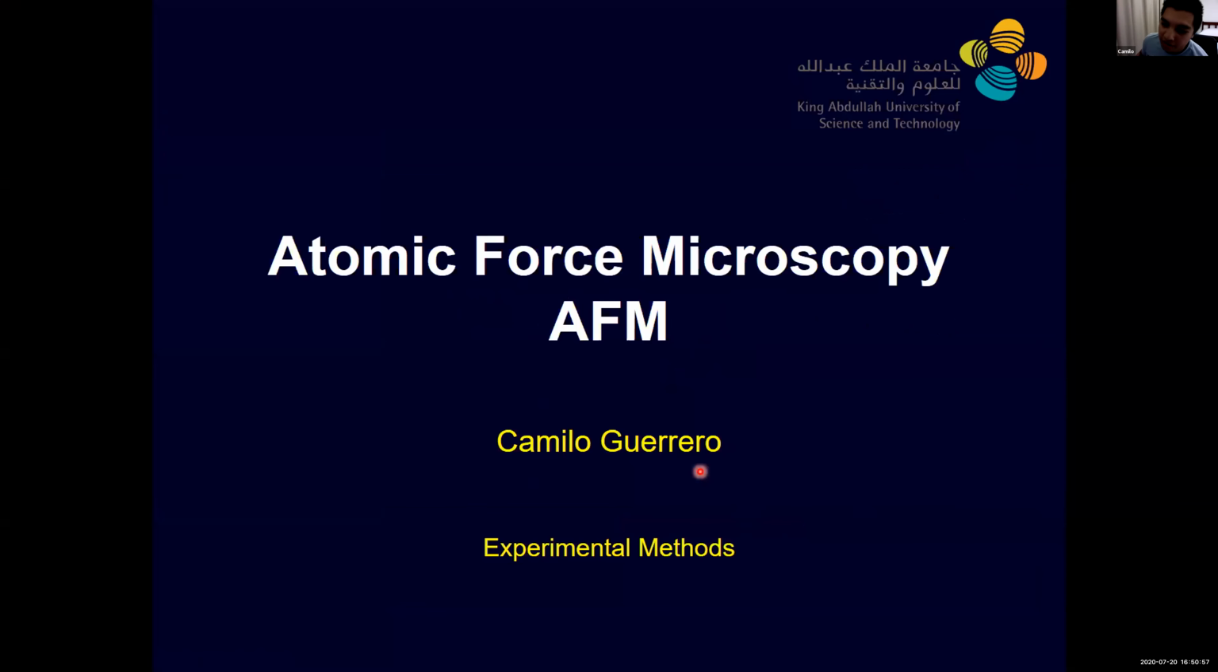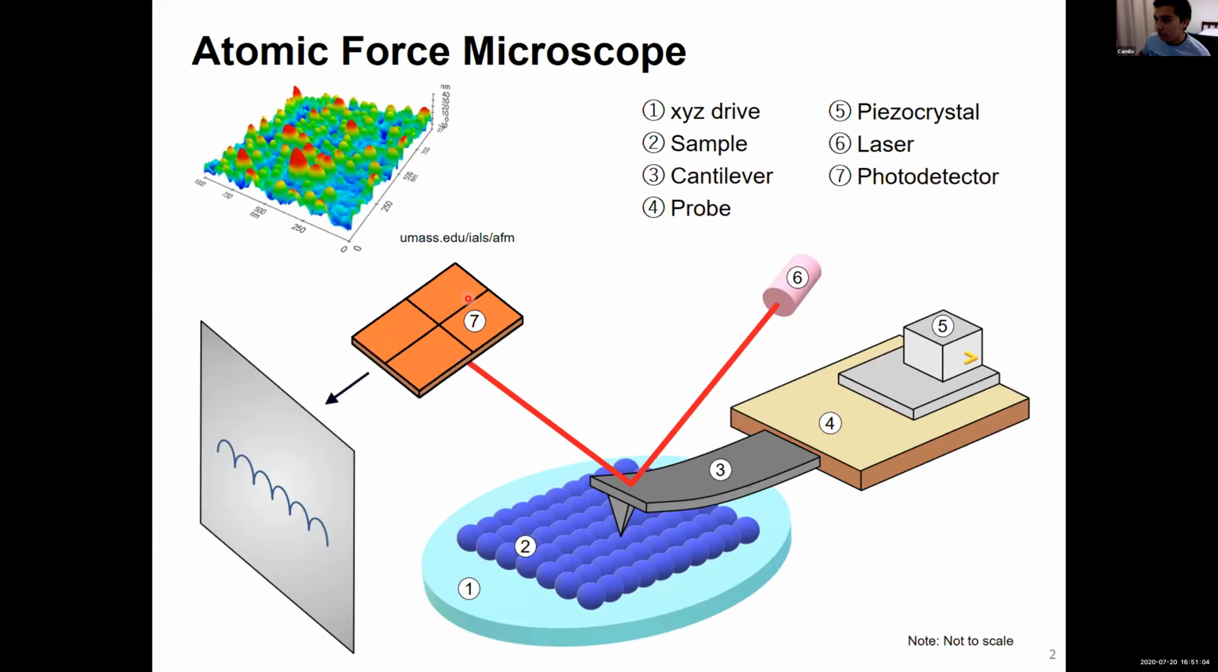Good afternoon, everyone. My name is Camilo Guerrero, and today I will talk about the atomic force microscopy, AFM. So the atomic force microscopy is a device. It's basically a high-resolution microscope, which helps us to get the force between two surfaces and also high-resolution images of a surface. So it was invented in 1986 by Guerrero, who, by the way, got the Nobel Prize because of this invention.